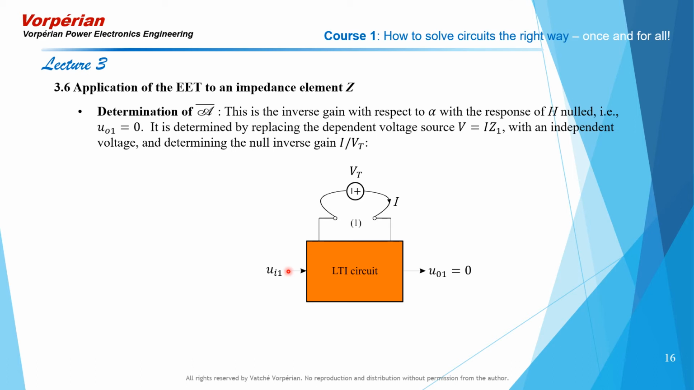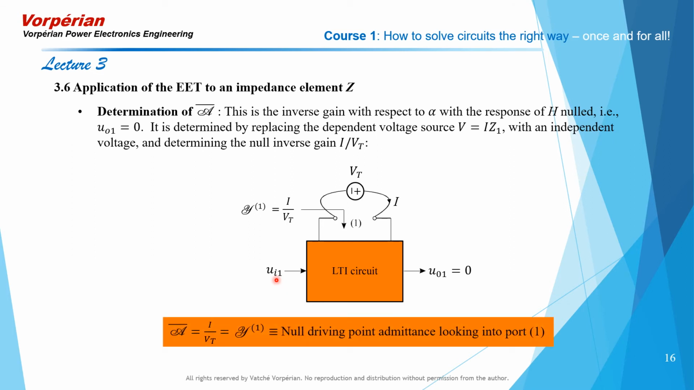And it is under these conditions that you're going to compute the input admittance, I over Vt with output 1 null. You see that in one case it is the input that is being set equal to 0. In the second case, which is a numerator computation, it is the response that's being nulled. In the denominator, it is the excitation that's been set equal to 0. A concept that we're quite familiar with. So now script A bar, I over Vt, the null driving point admittance looking into port 1, is computed operationally following this block diagram here.